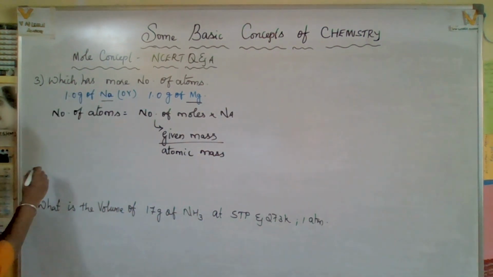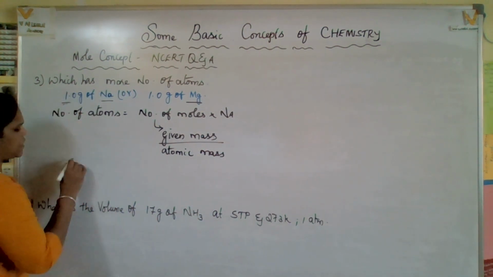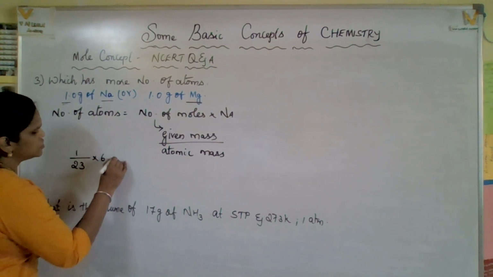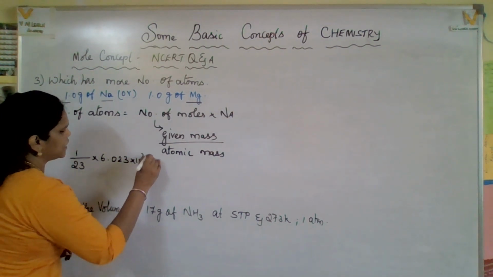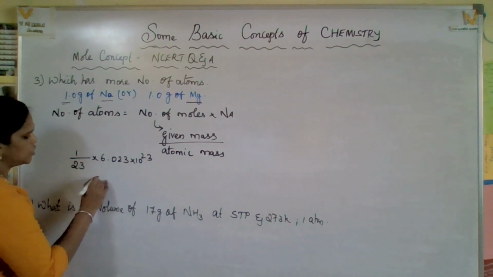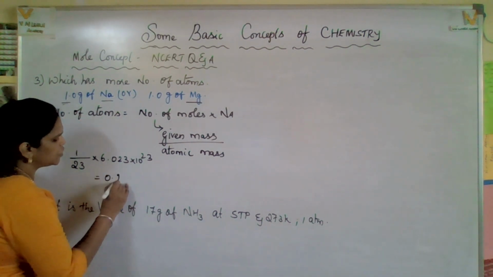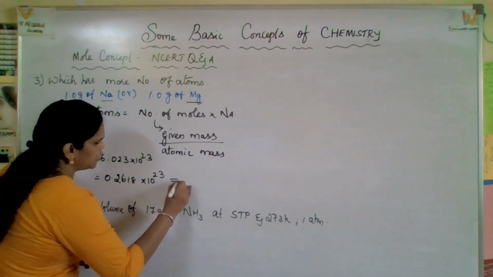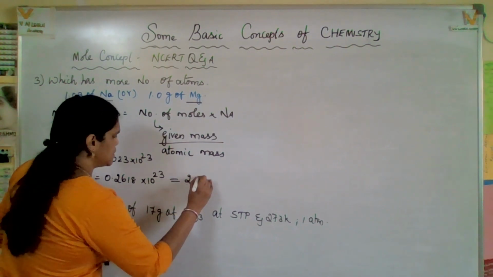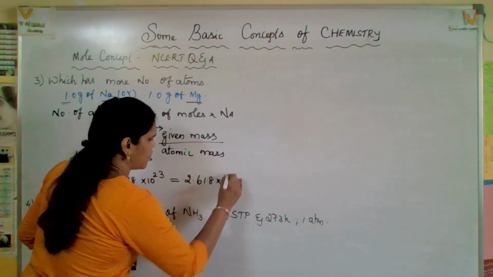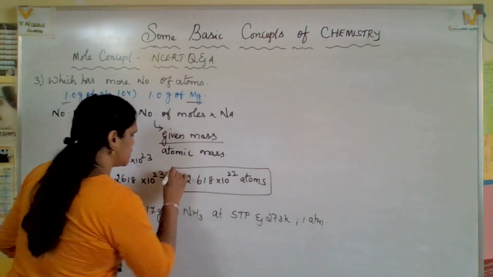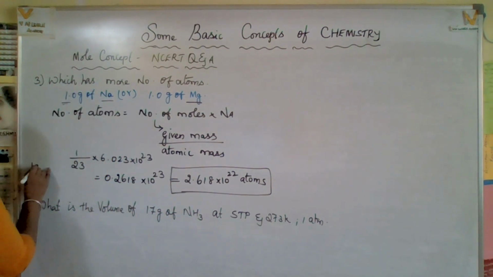This is for atoms, right? So atomic mass. Okay, now here 1 gram, given mass is 1 gram. So 1 by 23 into Avogadro number 6.023 into 10 to the power of 23. When you calculate this, you will get 0.2618 into 10 to the power of 23. You can write 2.618 into 10 to the power of 22 atoms of sodium. This is for 1 gram of sodium.